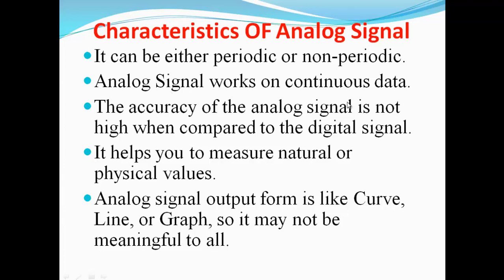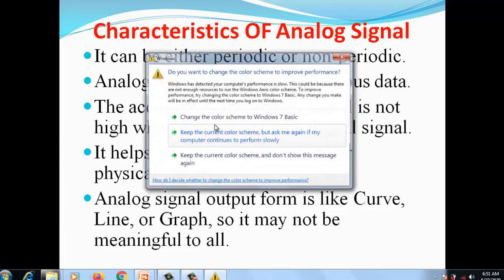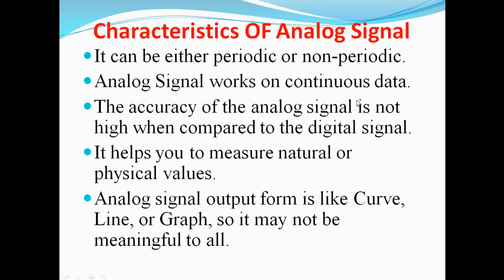Next, analog signal works on continuous data. The accuracy of the analog signal is not high when compared to digital signal. It helps you to measure natural or physical values. Again, this concept is generally used for natural or physical values. Analog signal output forms are like curves, lines or graphs, so it may not be meaningful to all.